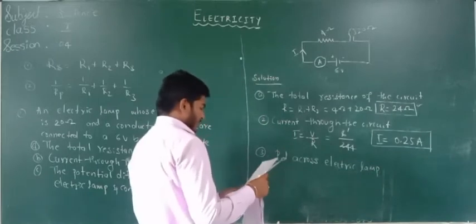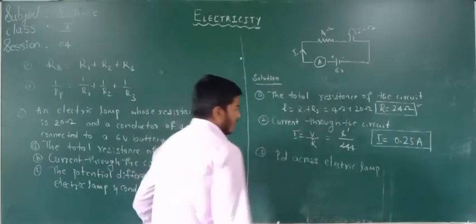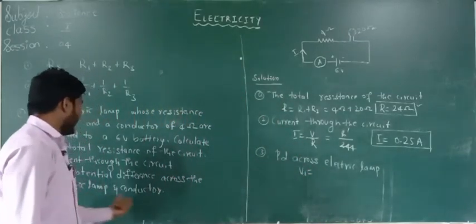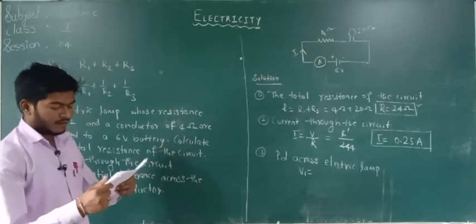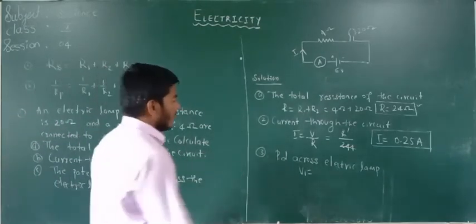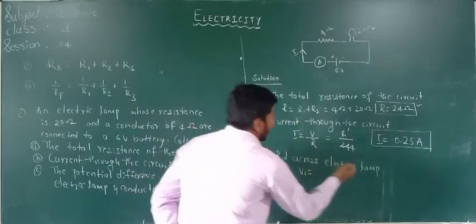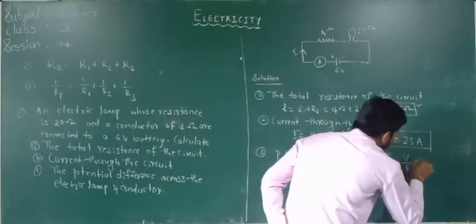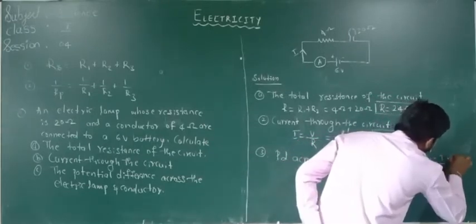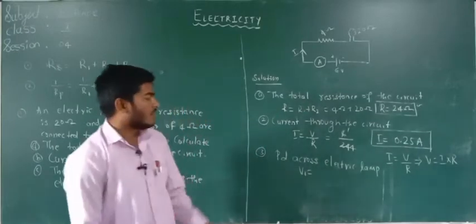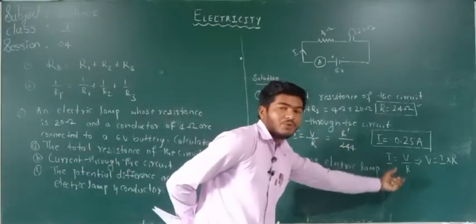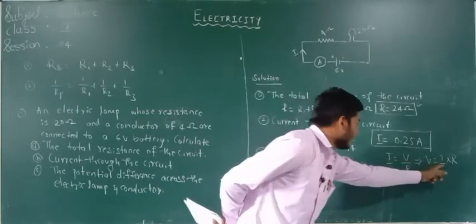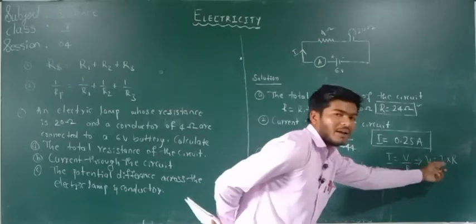PD across electric lamp. Here they are asking for the PD across the electric lamp and also across the conductor. We know that I is equal to V by R, which implies V is equal to I into R. We know the formula, electric current I is equal to V by R. It implies V is equal to I into R, since R comes to the other side in the form of multiplication.